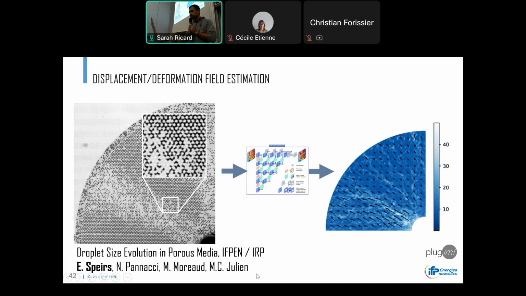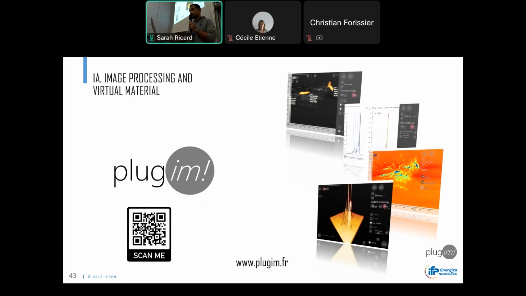So you provide two images of your video, and the CNN provides you the displacement field between the two images. It can also be used to compute some deformation in materials and something like that. Okay, so I provide a lot of examples that are available in the software that is called Plugim. It's a free software. It's developed by EFPAN.